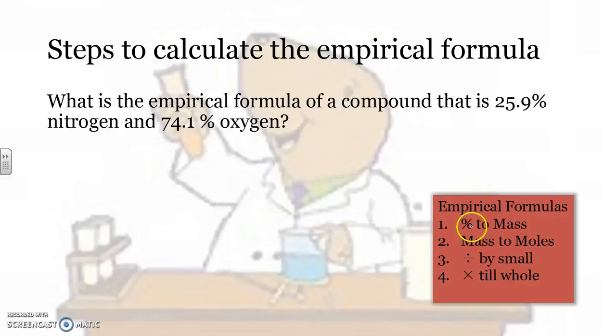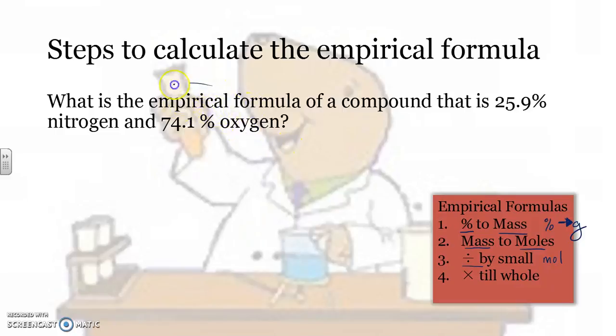Well, step number one, you're going to change all percents to mass, so percents to grams. That's the hardest step there, guys. The very hardest step, and you'll see why in just a minute. All right, and then you're going to change from mass to moles. You guys know how to do mass to moles, right? And then you're going to divide by the smallest mole. And then if you get a decimal, you're going to multiply until you get a whole number. Okay, what in the world does that mean? Well, let's follow the steps.